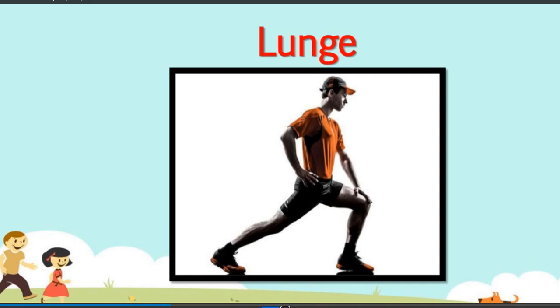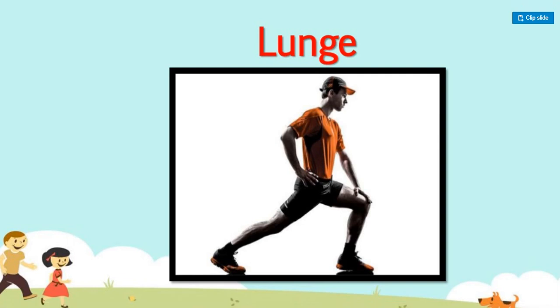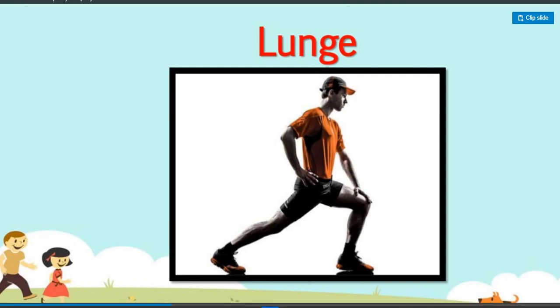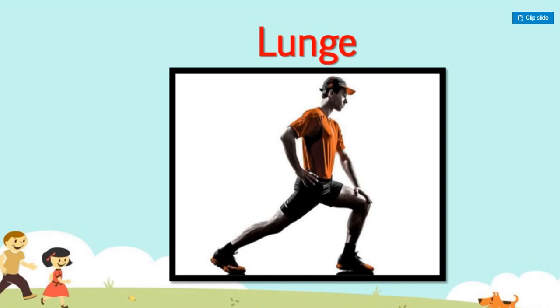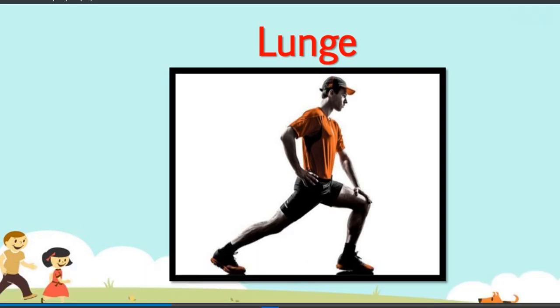Third one is called lunge. In doing lunge, your body or your trunk is straight or upright. One leg is stepping forward with knees bent, while the back leg is straight. You can step forward or you can step to the side, either right or left side.